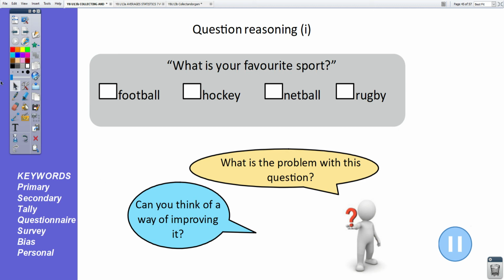Okay, let's have a look. There's not enough options. First of all, what if their favourite sport is tennis or cricket? There's no option for that. Now, when we have tick box answers, we don't want more than 4, 5, 6 at most. So we couldn't include every single sport, like ice hockey, table tennis, ice skating and so on. So what we could do is just add one more option for other. So if your favourite sport is not one of the 4 named ones, you would just tick the other option.